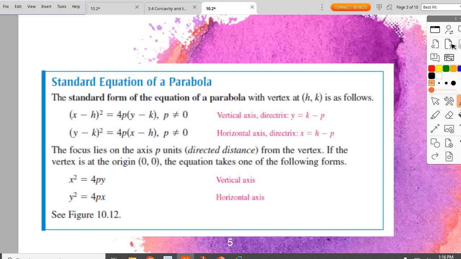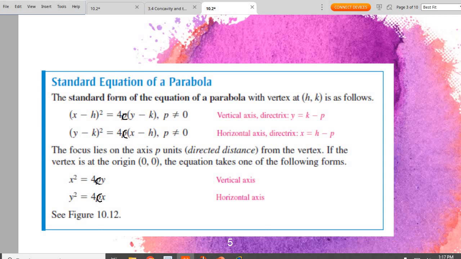Alright. So on your paper you have this equation, so don't feel like you need to write it down. The only difference is on your paper it has a C instead of a P. They mean the same thing. That's just your book uses a P versus this handout uses a C value. But they mean the same thing.